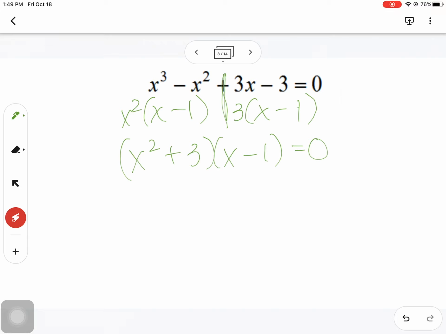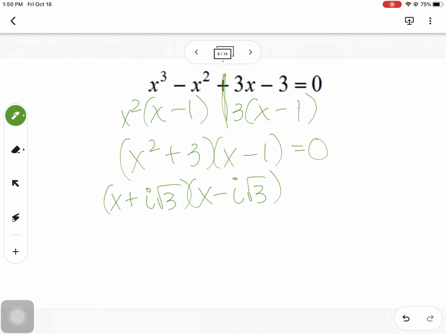Or you could, if you didn't want to keep factoring, instead solve this by square rooting like we just talked about a minute ago. So I'm going to keep factoring it just to show you how that would work, but you could also do it the other way. If I keep factoring, this is a sum of squares, so it would be x plus i root 3 times x minus i root 3 times x minus 1.